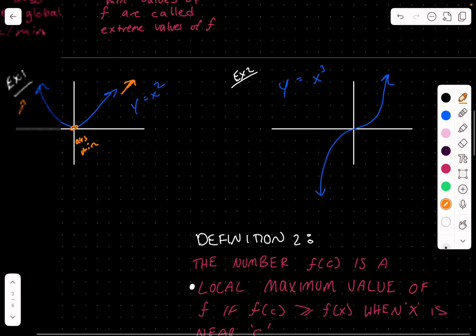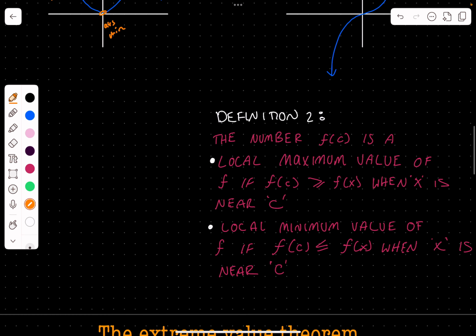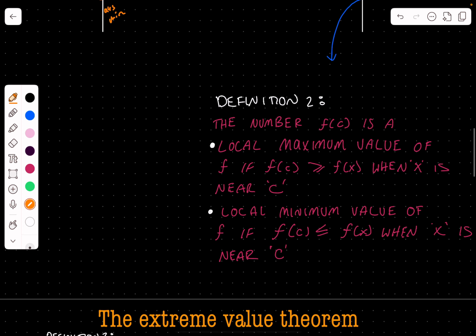So our next definition from the textbook is this. Again, don't hate me, I'm just the messenger. This might be important to you or it might not. So here's the textbook jargon. The number f of c is a local maximum value of f if f of c is greater than f of x when x is near c. And the number f of c is a local minimum value of f if f of c is less than f of x when x is near c.